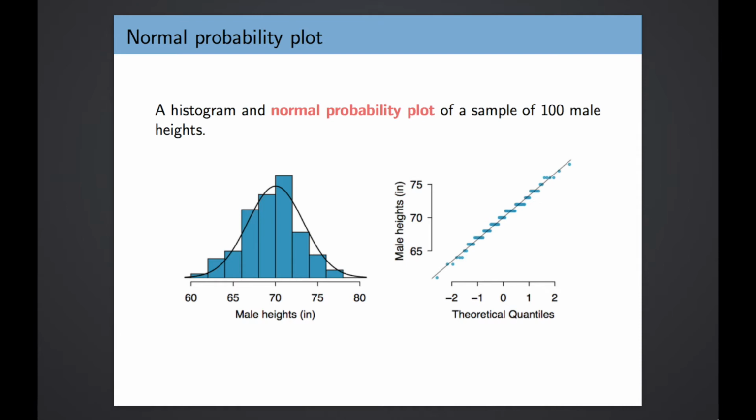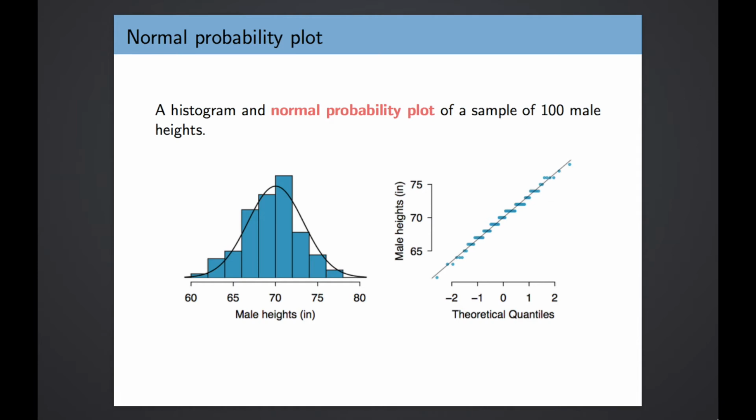In the normal probability plot, the y-axis has the values of the data. So in this case, all of our observations of male height in inches. The y-axis here is the same as the x-axis in the histogram, just male heights in inches. And then the x-axis of the normal probability plot is something called theoretical quantiles. The mathematical definition of theoretical quantiles is complicated, and it's beyond the scope of this class right now.